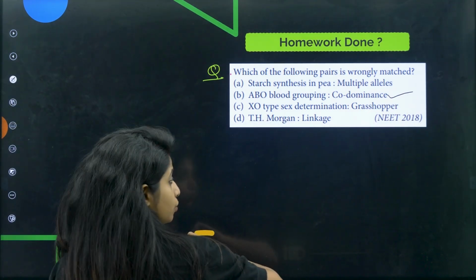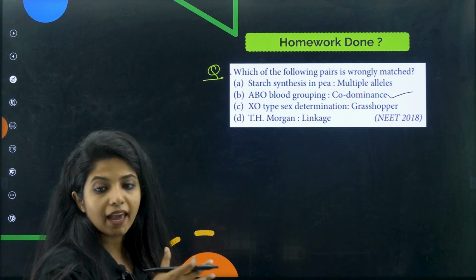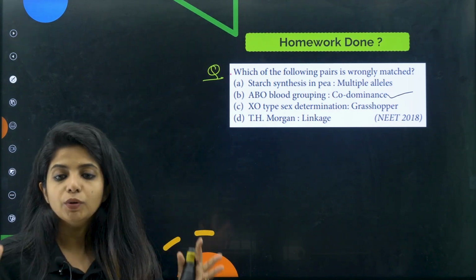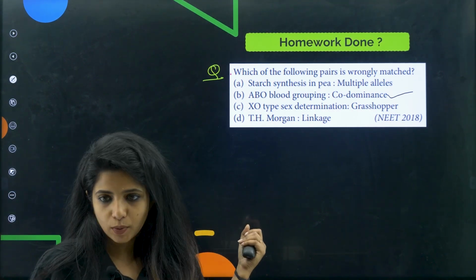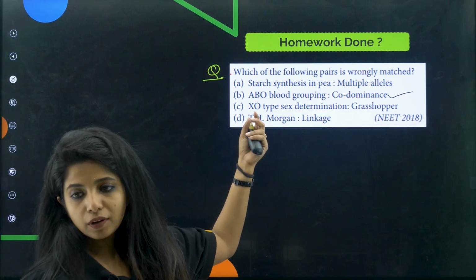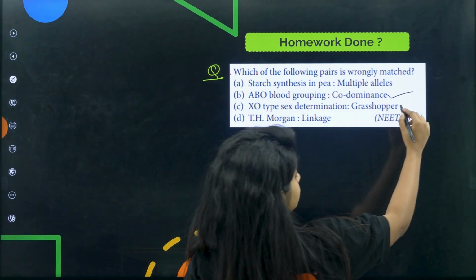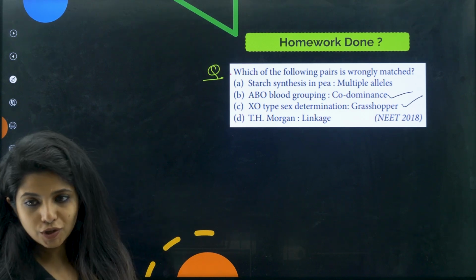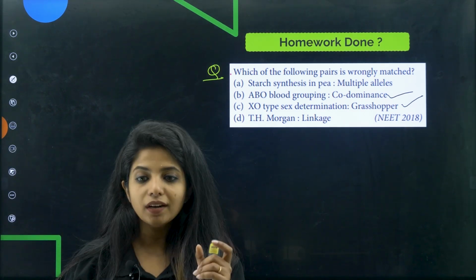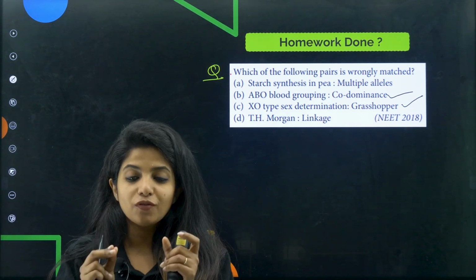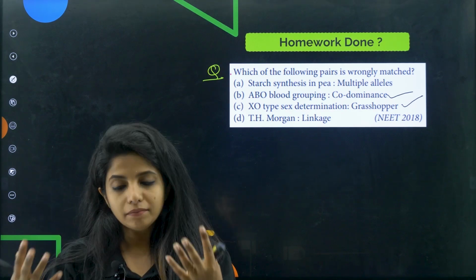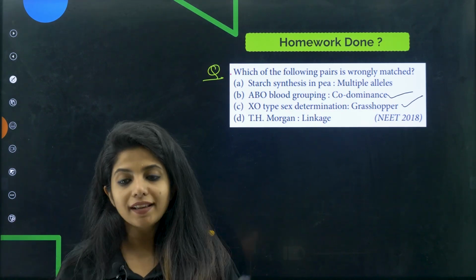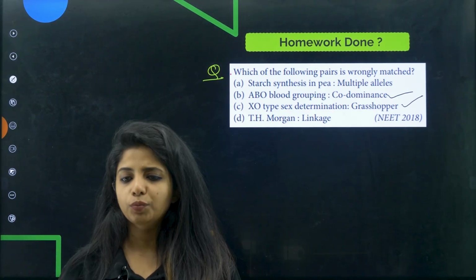ABO blood group shows codominance. You know that A and B, both of them become dominant together, which is why we have AB blood group as well. Now, XO type of sex determination is found in grasshopper, because grasshopper is an insect and most insects have this type of sex determination. Where they get X from one and they get no chromosome from another gamete, and when they fuse, you get a male. So XO, whoever has this condition, that will be a male grasshopper or male insect.